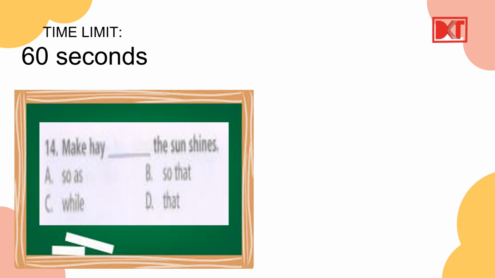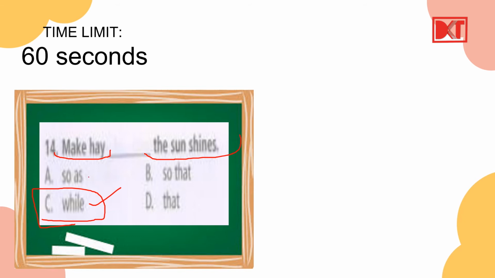Make hay dash the sun shines. A, so as the sun shines. B, so that the sun shines. C, while the sun shines. Or D, that the sun shines. Here the correct answer is C, while the sun shines. Conjunction of time, but you should make hay while what happens? The sun shines. Alright.